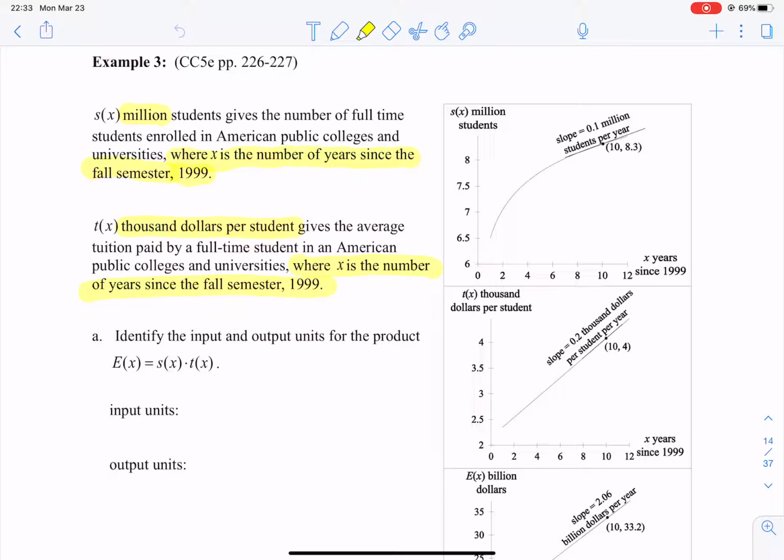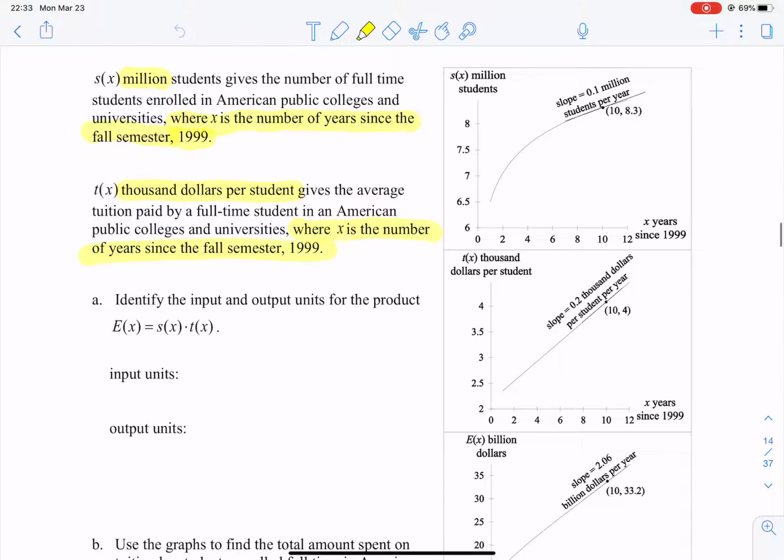So after you read the question, we have 10,000 students here, and each student has to pay about $10,000, $20,000 per year on average. So what is the total tuition for all the Clemson students? We just multiply these 2 functions together. And then let's see the corresponding function graph.